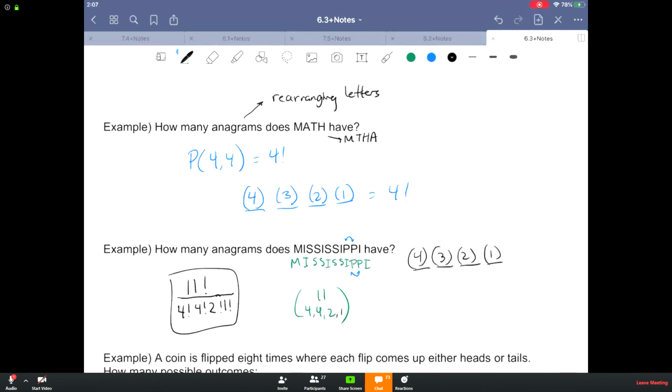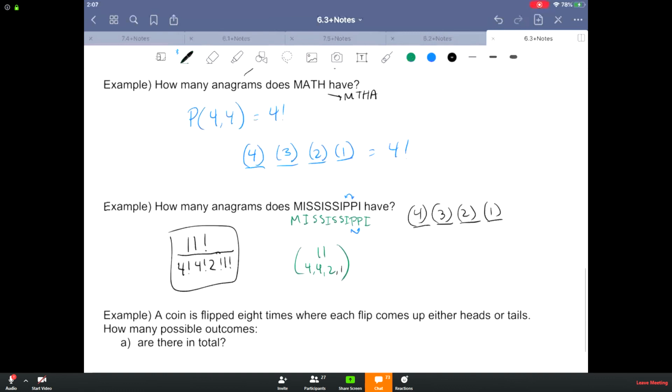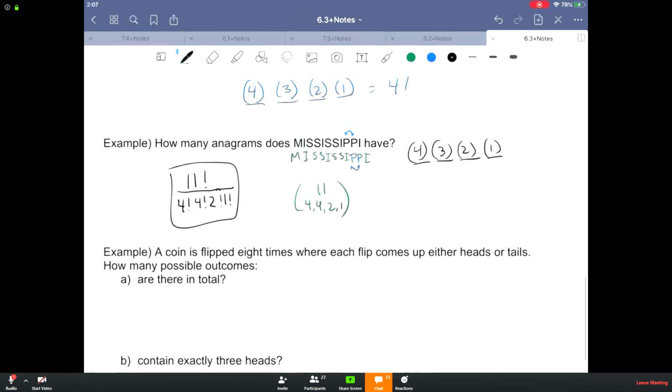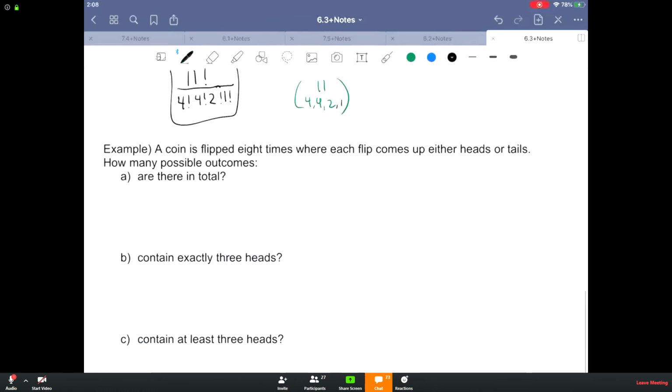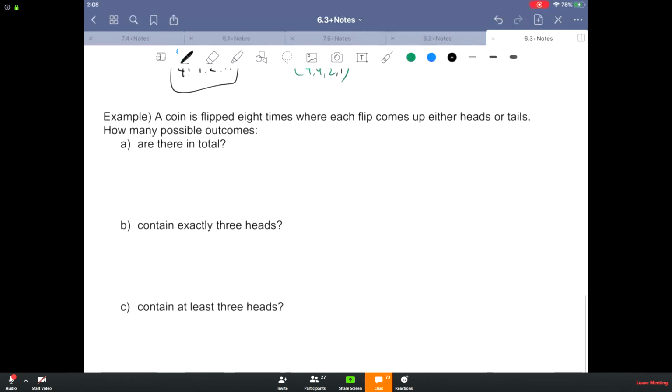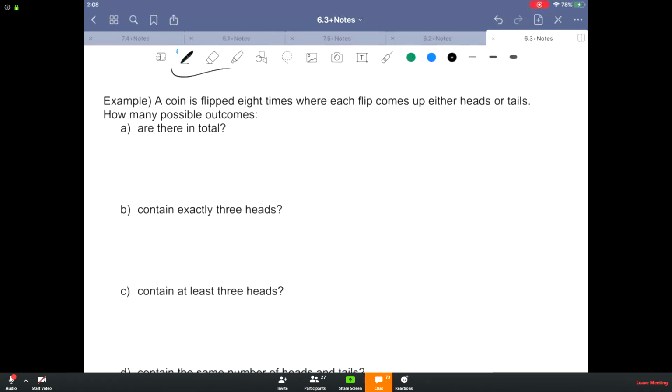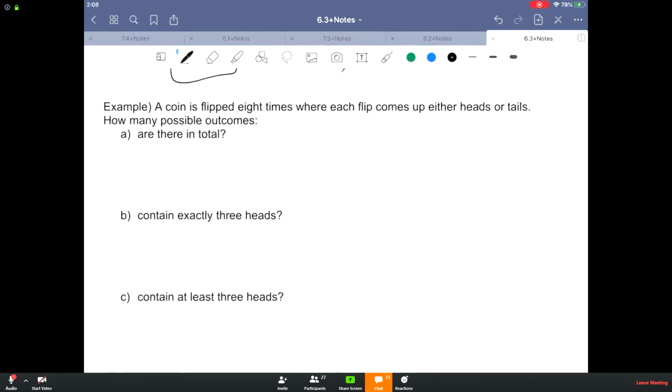All right, last example then. A coin is flipped 8 times where each flip comes up either heads or tails. How many possible outcomes are there in total? How many contain exactly 3 heads? How many contain at least 3 heads? And how many contain the same number of heads and tails?